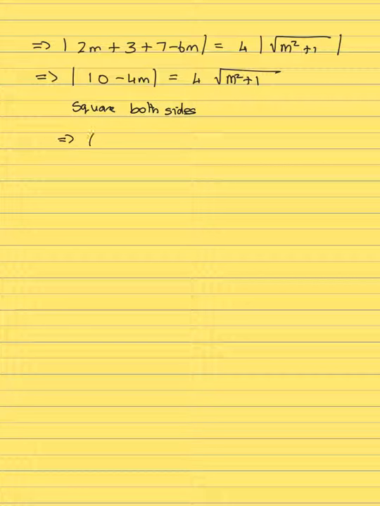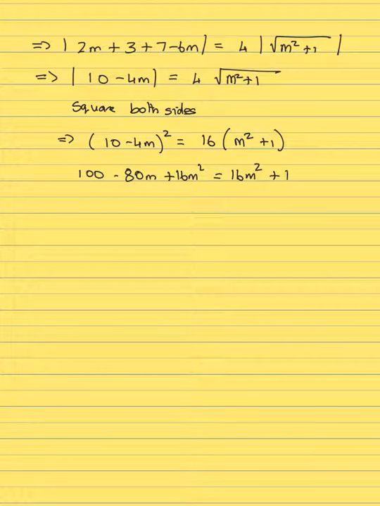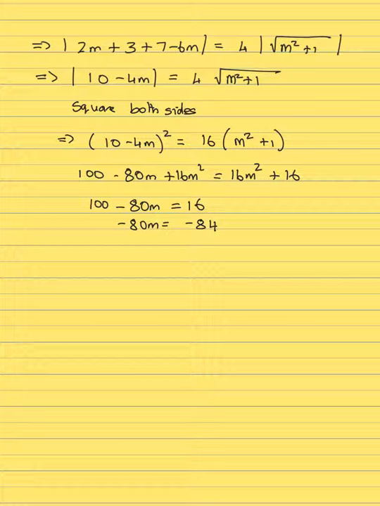So we have 10 minus 4m all squared, and on the right hand side, if we square, we get 4 squared is 16, and if we square the square root of m squared plus 1, of course, we get m squared plus 1. Multiplying that out, we will have 100 minus 80m plus 16m squared is equal to 16m squared plus 16. And we just tidy up. And that gives us minus 80m is equal to minus 84. Dividing across by minus 80 gives us m equals 84 over 80, or m equals 21 over 20.